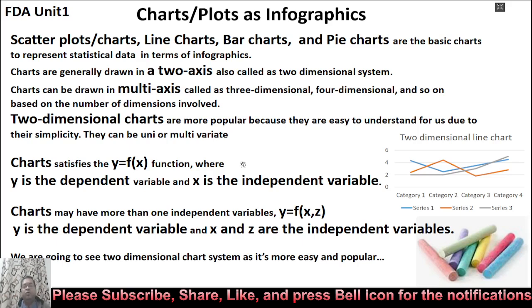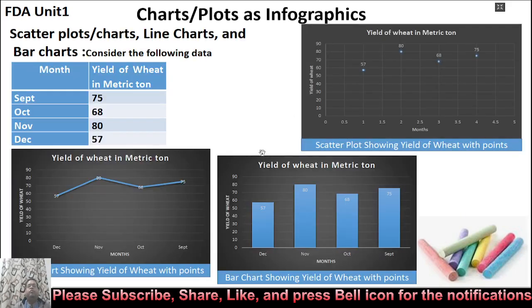Charts may have more than one independent variable. So you may have y = f(x, z), you may have y = f(a, b, c, d, e, f, g), and likewise. So y is dependent here, and x and z are independent in a two-variable or multivariate system. Let's see the different charts in the next slides. First we are going to see scatter plot charts, line charts, and bar charts.